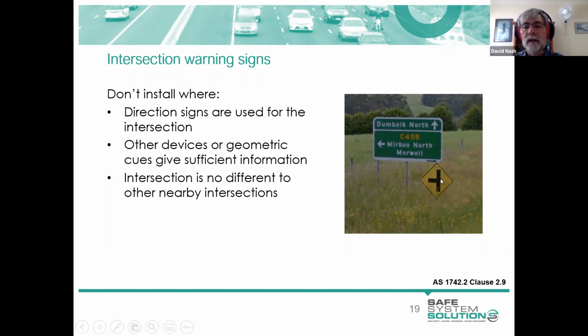Besides which, it shouldn't be mounted on the same pole, and it shouldn't be in a place where it's likely to be hidden by the grass when it grows. If there are other devices or geometric cues that give sufficient information, you really don't need to put up the warning sign. And if the intersection is no different to other nearby intersections. So in other words, just use judgment and use the warning signs where they're really important, not everywhere.